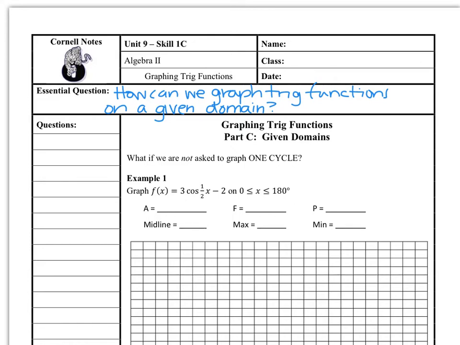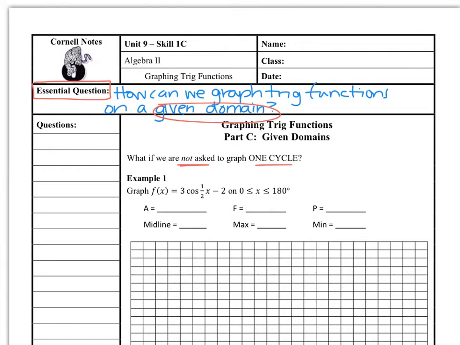We're looking at Unit 9, Skill 1C. So at this point you've already done 2 skills on graphing trig functions, but now we're going to focus on graphing trig functions on a given domain. If you want to take a second to write down your essential question, go ahead and jot that down. And again, we're focused on a given domain, so not necessarily one cycle. That's what you guys have been doing with Part A and Part B. Now we're going to focus on any domain that they might give us.